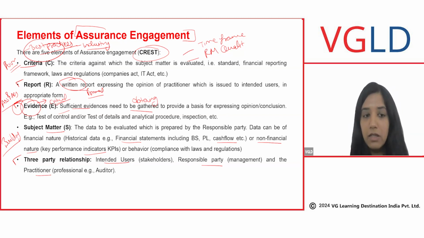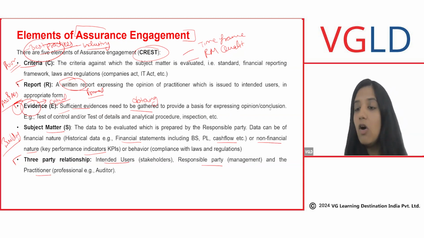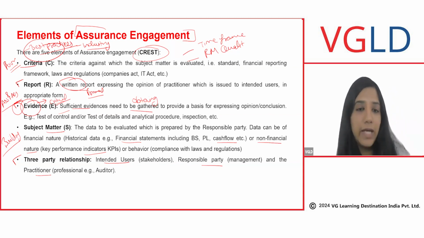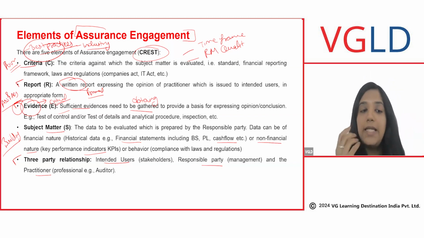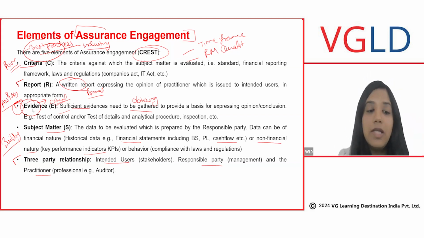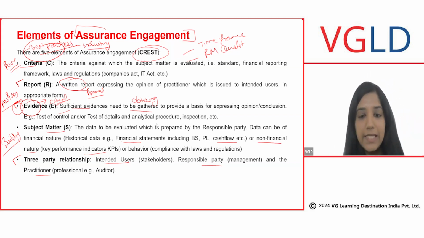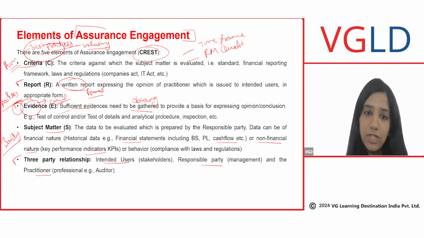Now comes evidence. We discussed it prior to our break also, but let's just read it once. So sufficient evidence needs to be gathered to provide a basis for expressing the opinion or conclusion. Now we know yes, we need this amount of evidence which is to be sufficient and appropriate in order to express our opinion and influence the client and the intended users. Now, evidence, how do you gather the evidence? One is that I need evidence to prove my point, but how will I gather that evidence? So there is test of controls and test of details, analytical procedures, and inspections that happen.